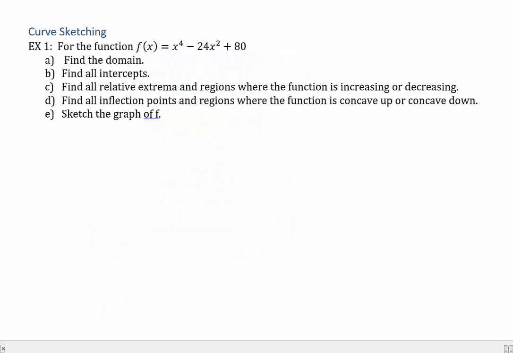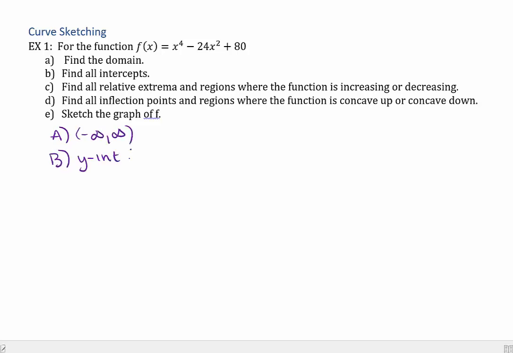Finally, the last thing we're going to do in this lesson is talk about putting together all the information we've learned in the past couple sections to create a nice graph of the following function. So we're going to do 5 things. We're going to find the domain, we're going to find intercepts, we're going to find maximums, minimums, inflection points, and then put all of that together into a really nice graph. So let's start with the domain. This is a polynomial, so its domain is all real numbers.